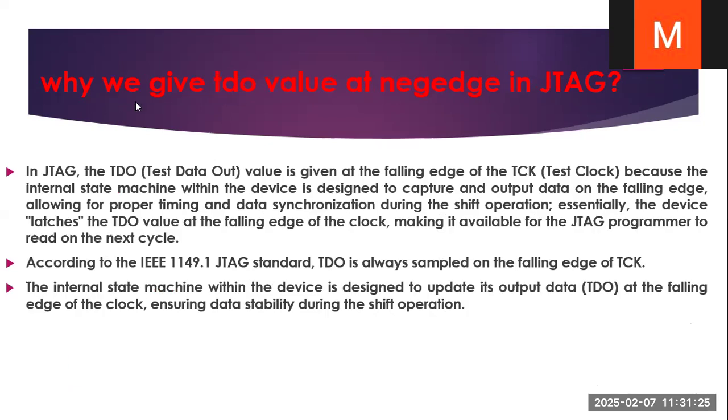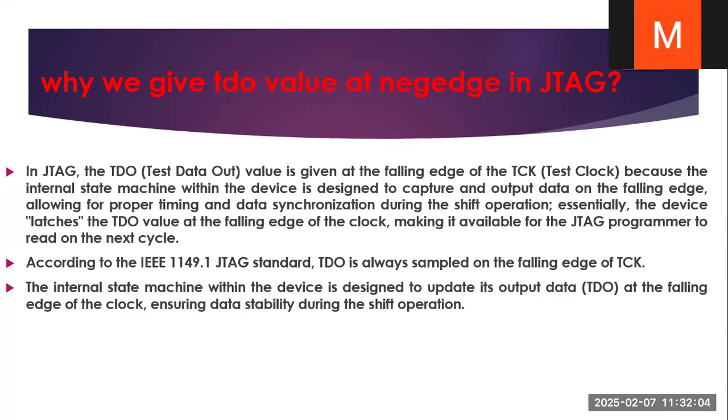Next question is, why do we give the TDO value at the negative edge in JTAG? This is a very important question. In JTAG, the TDO (test data output) value is given at the falling edge of the clock TCK, because the internal state machine within the device is designed to capture and output data on the falling edge, allowing for proper timing and data synchronization during the shift operation.